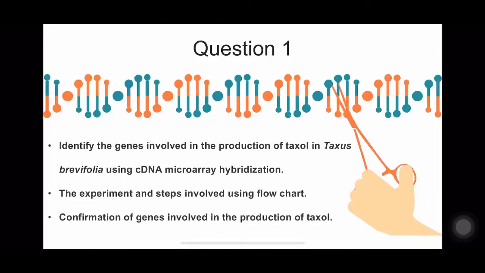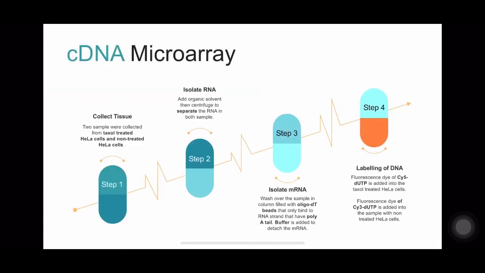For question number 1, we are required to identify the genes involved in the production of taxol in Taxus brevifolia using a cDNA microarray hybridization experiment, and the steps involved using a flowchart, and also the confirmation of the gene. For step number 1, we are required to collect the tissue, which we collect from the taxol-treated HeLa cell and non-treated HeLa cell. HeLa cell is a breast cancer cell.